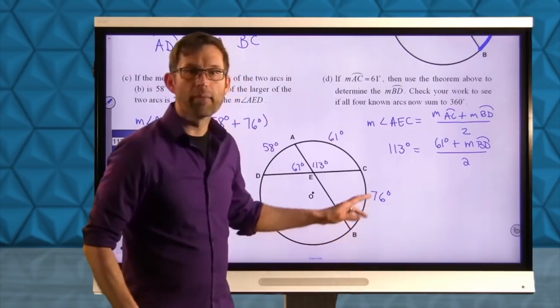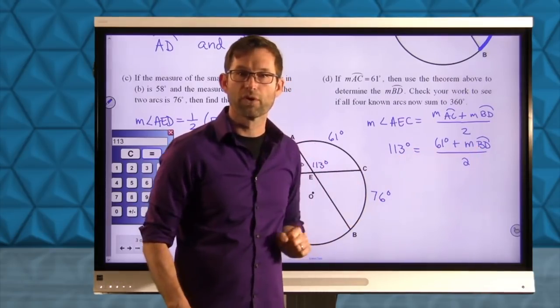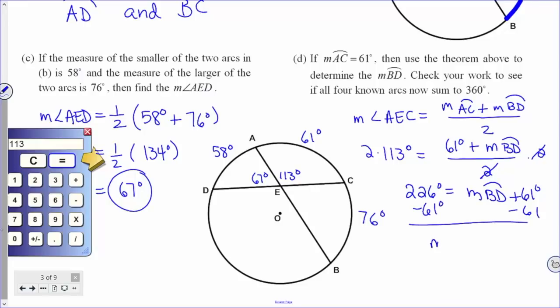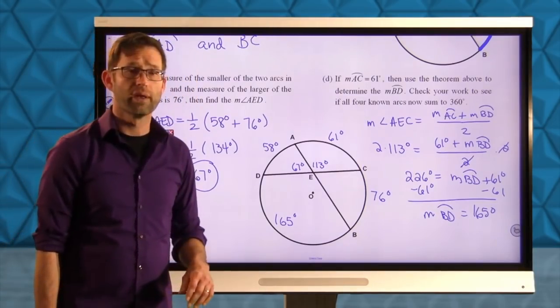All right, so the only thing I'm missing now in this equation is what I'm looking for, the measure of arc BD. And I can find it by multiplying both sides by 2. All right, 2 times 113 is 226 degrees. So now I have the measure of arc BD plus 61 degrees is equal to 226. So I can subtract 61 from both sides, and I find the measure of arc BD is equal to 226 minus 61, which is 165 degrees.